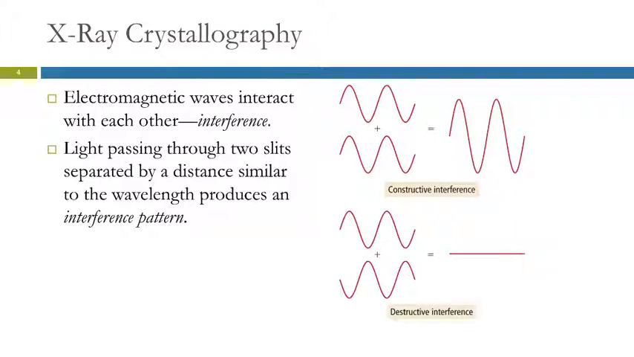So we talked about electromagnetic radiation, and how you can have constructive interference between 2 waves that causes the amplitude to get larger, or destructive interference that causes those waves to essentially cancel each other out. And when we have light passing through 2 slits, where the distance between the slits is similar to the wavelength, we can get interference patterns. Remember the guy with the box on the beach, right? Here's the interference patterns.